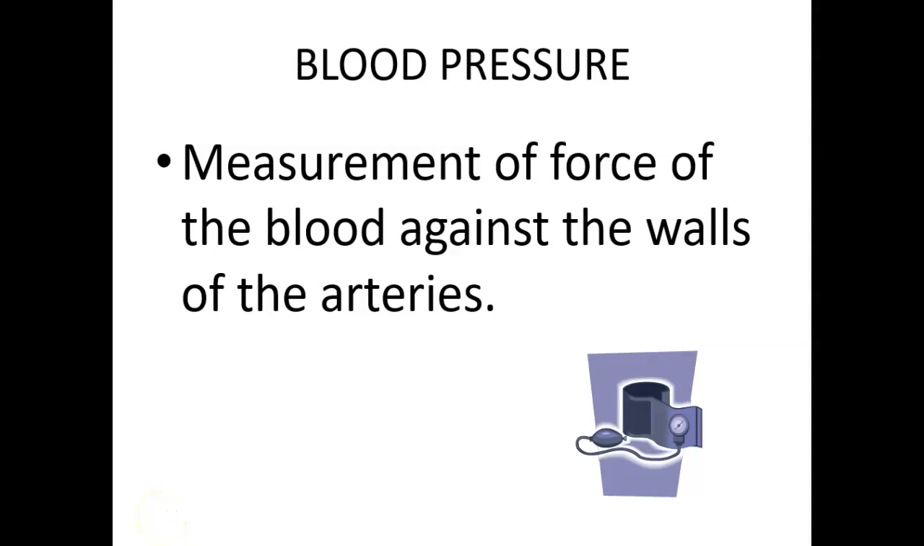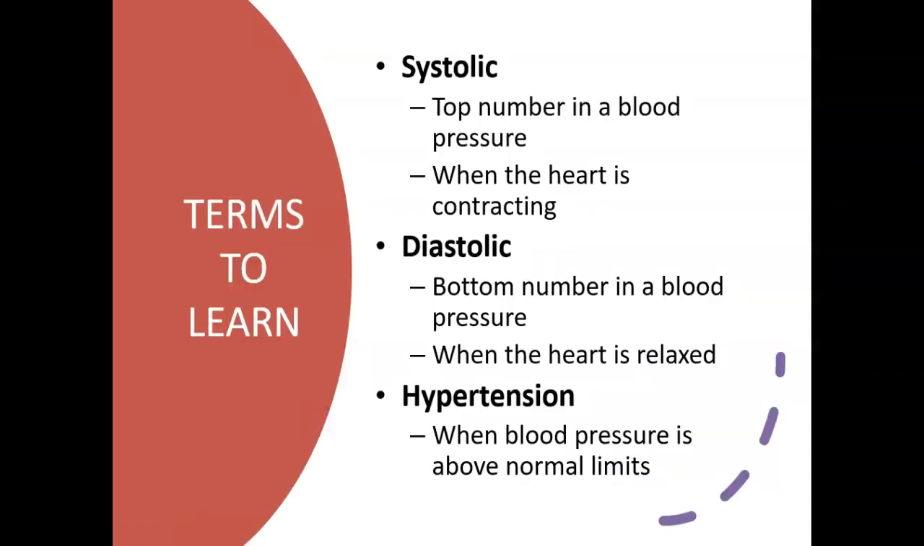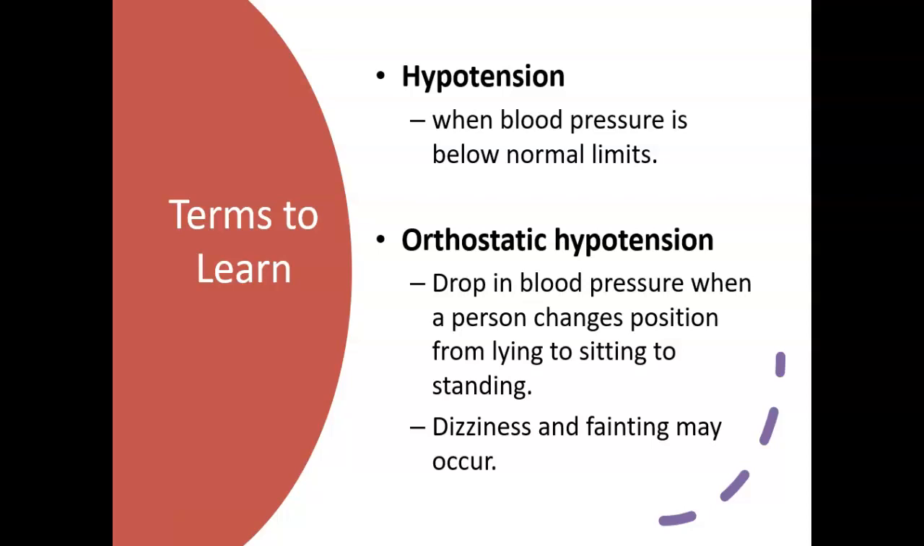Okay, we'll continue on with blood pressure. I think I'm being redundant on a couple slides here, but blood pressure is the measurement of the force of the blood against the walls of the arteries. Systolic is the top number when the heart is contracted, and diastolic is the bottom number when the heart is relaxed. Hypertension is high blood pressure. Hypotension is low blood pressure. And orthostatic hypotension is when there is a drop in blood pressure when a person changes position from lying, sitting, or standing. That may cause dizziness or fainting.